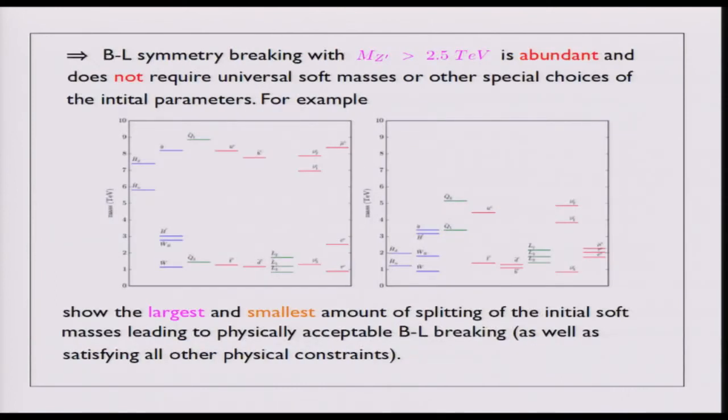And in fact, you don't have to fine-tune the initial parameters in order to do that. So the symmetry breaking above the 2.5 TeV bound is abundant. And you don't have to pick universal soft masses or any other special choices. So this is just a couple examples of how you can get very scattered initial points and still break B minus L above 2.5 TeV.